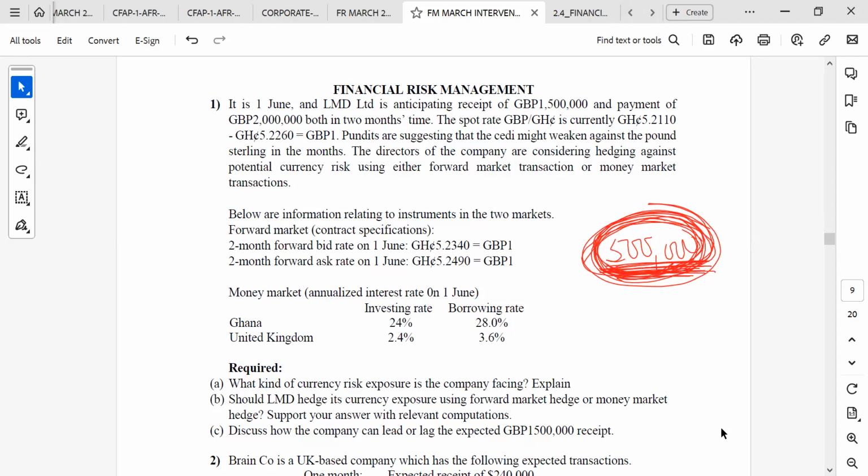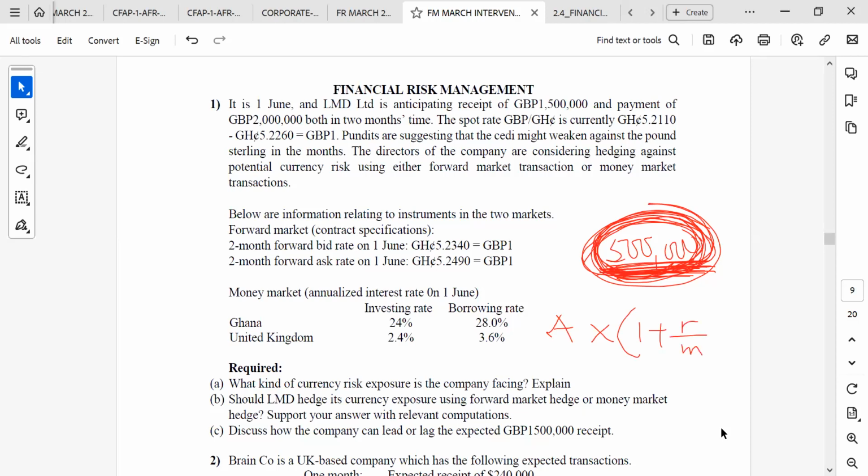The question now is, what is the amount that we are borrowing? Or what amount in pounds, if we invest it for 2 months, will give us the 500,000? We don't know the amount, so we say that we are investing the pounds equivalent today. The investing rate is what? Is 2.4, isn't it? Okay, so that will give us 1 plus R over M.